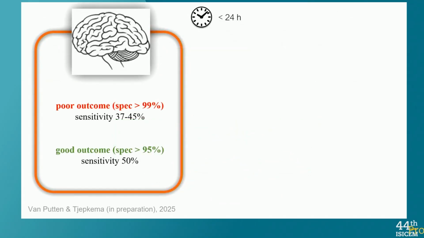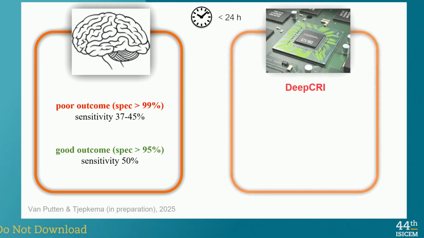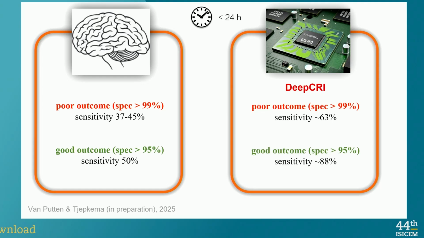So if we compare this with humans, they can interpret EEGs pretty well. These are sensitivities and specificities, both for good and poor outcome in patients after cardiac arrest. And we can identify approximately 40 to 50% reliably with continuous EEG and human assessment. If we use deep nets, the numbers are way better. Sensitivities for poor outcome are above 60%, and for good, almost close to 90%.